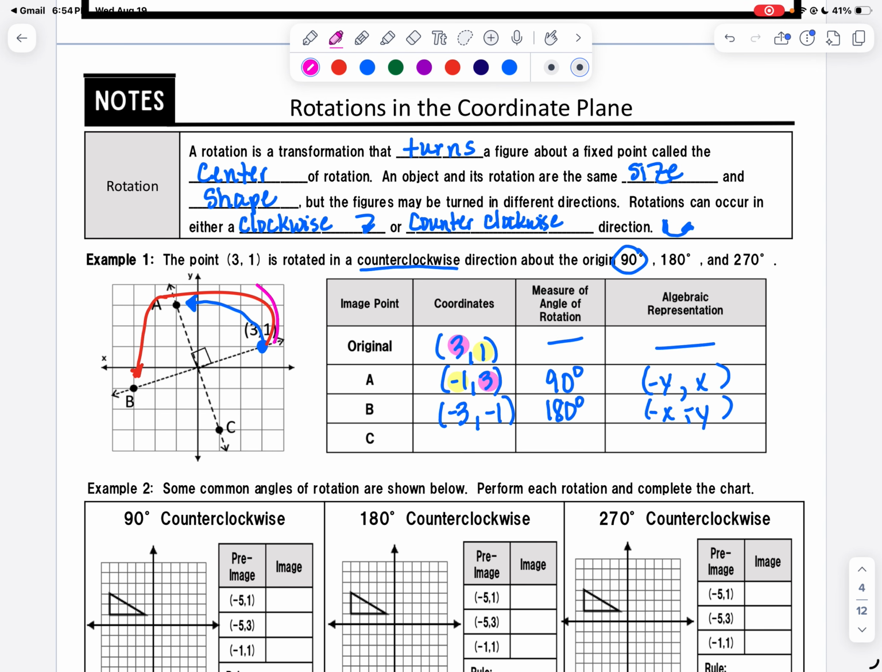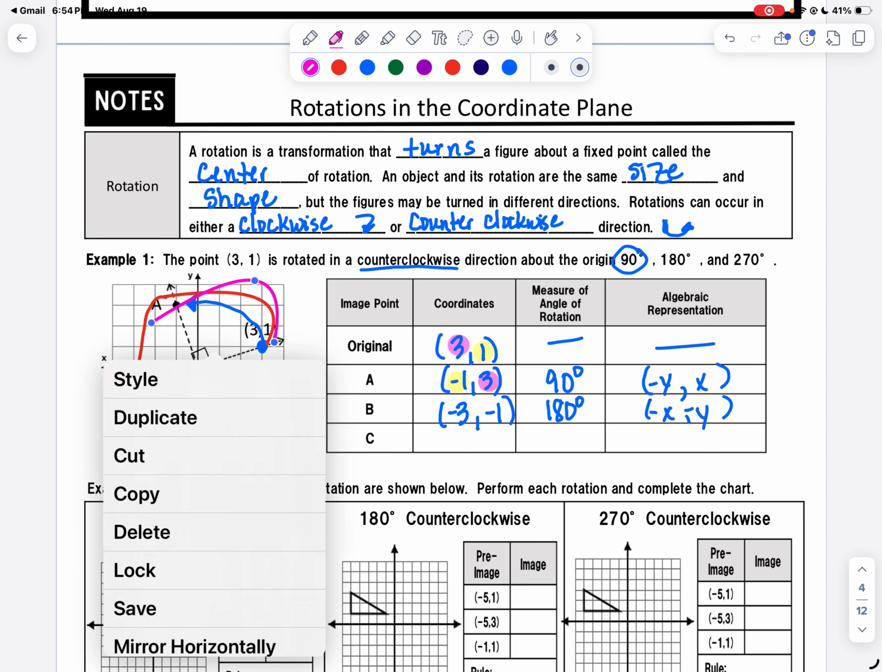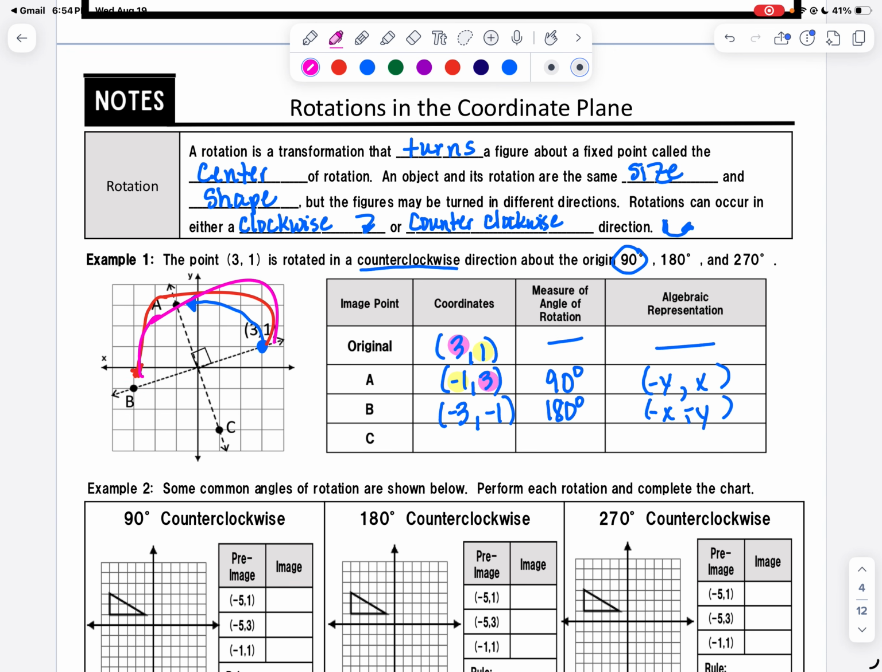All right, our last rotation we're going to do is a 270 degree counterclockwise rotation. One rotation would be 90 degrees, another rotation would be 180, and one more rotation would be 270. So that's 3 rotations. We moved 3 quadrants to the left. So that would be (1, -3). And that was a 270 degrees counterclockwise rotation.